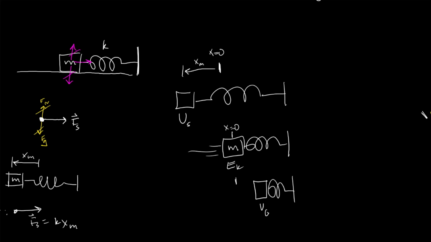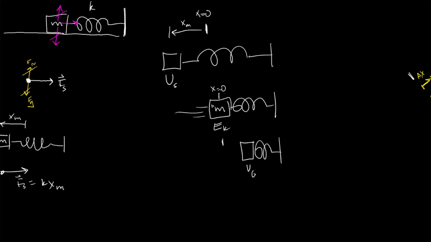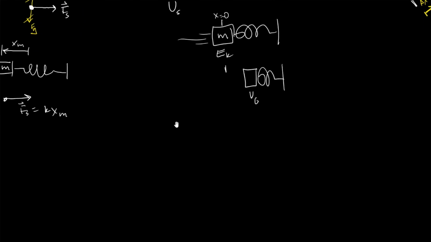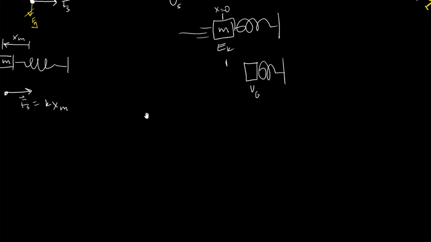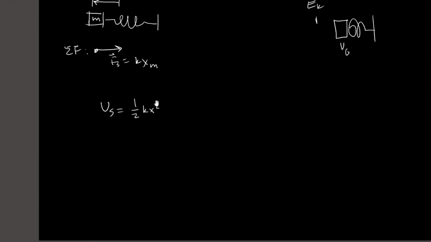So if we can find the potential energy that we put into the system by pulling it back, then we can compare it to the kinetic energy at this point, hopefully find the velocity at this point. So spring potential energy is given by U_s equals 1/2 k x squared, and that's the spring constant times the displacement squared.